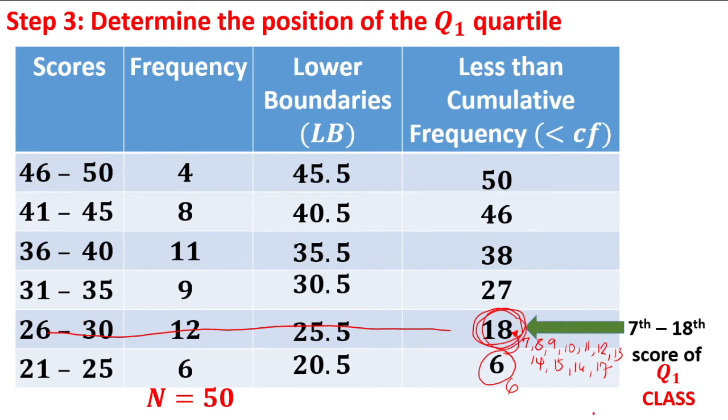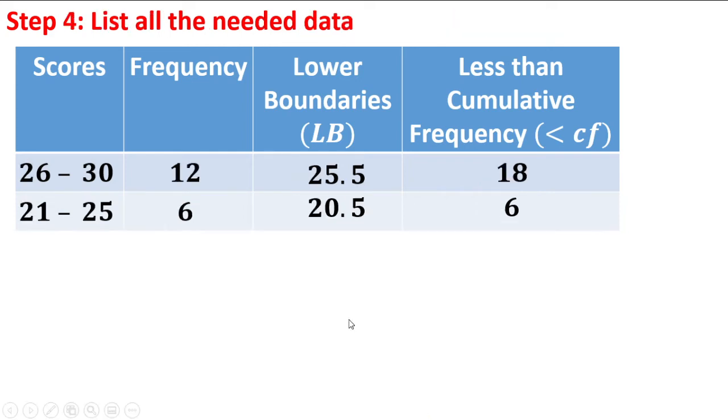Okay? Now, where is the 12.5th score here? Okay, the 12.5th score is here. Right? It is in between here. The 12.5th score is here. Okay? So, that means the class interval we will use is the one with the cumulative score of 18. Okay? Now, next. With that, list all the needed data. So, these are the only ones we will use in the whole table. Okay? Now, next.